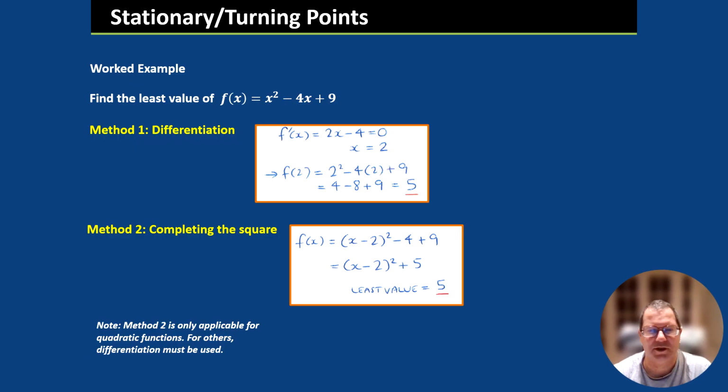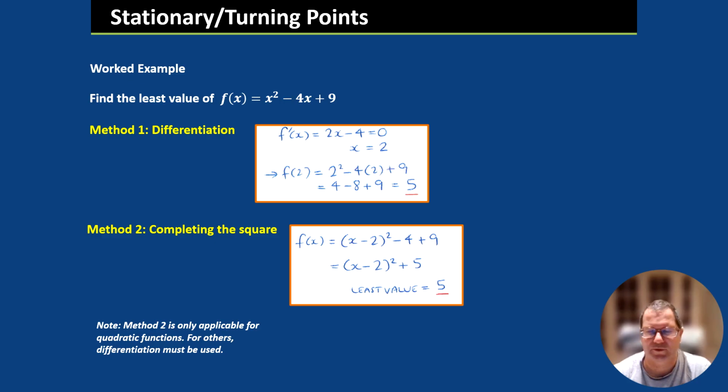In our second worked example, we're asked to find the least value of f(x) equals x squared minus 4x plus 9, which in a sense is the same as finding the turning point of the graph, which again you met at GCSE. So for method 1, we can use differentiation, which gives us f'(x) equals 2x minus 4. We put that equal to 0 and solve to get x equals 2. And then we want the least value of the function, so we work out f(2), which is equal to 5. That is the least value of that function.